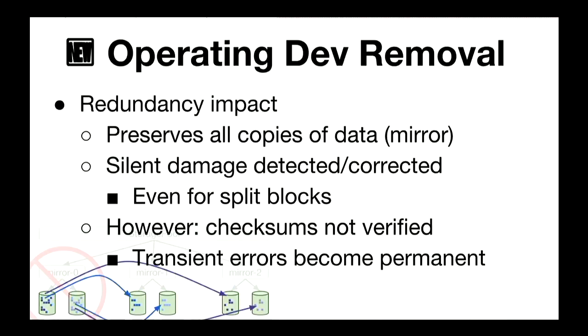This gets a little crazily complicated because the split block could have data in different places. One logical block could have its data both here and here, and we need to figure out what if there's silent damage here and here, and so I need to read from these ones.